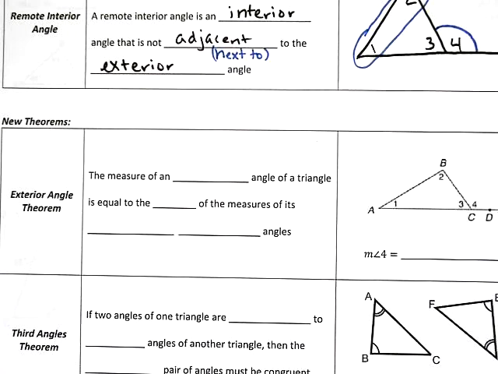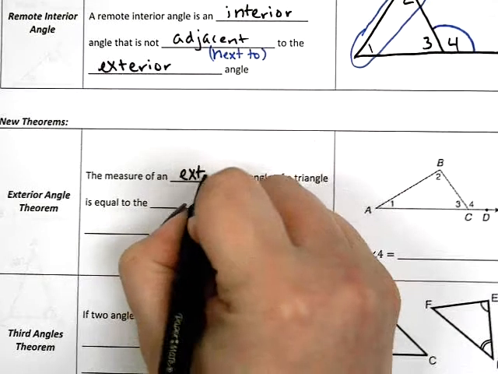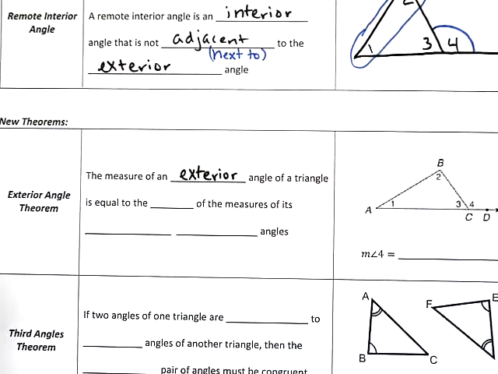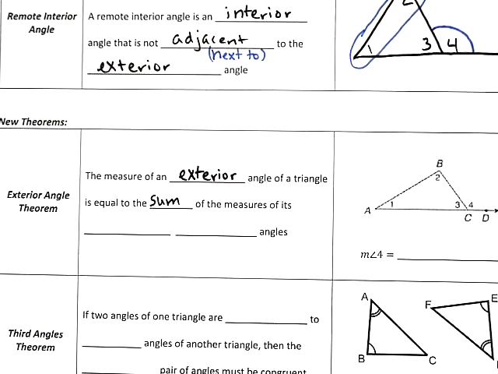Then we have this exterior angle theorem. The reason that those vocab words, interior and exterior and remote interior, are so important is because of this theorem. The measure of an exterior angle of a triangle is equal to the sum of the measures of its remote interior angles.